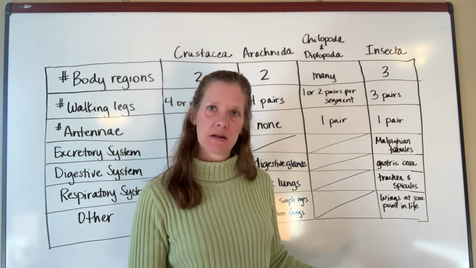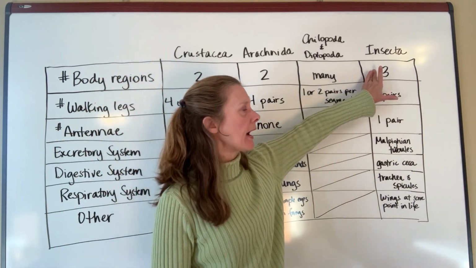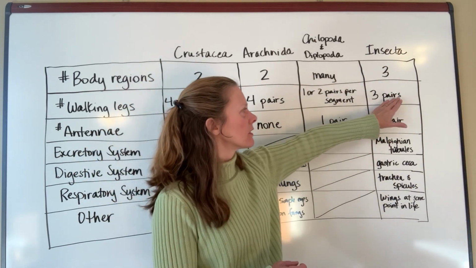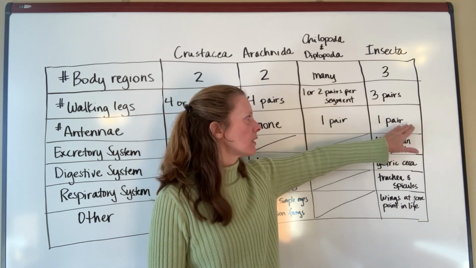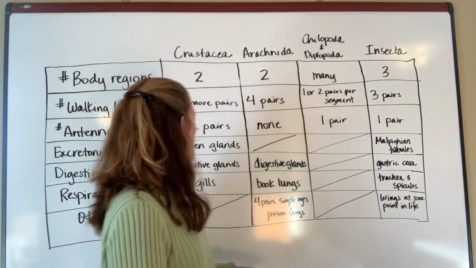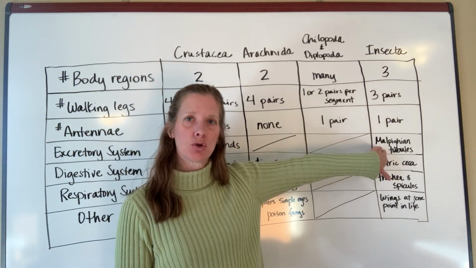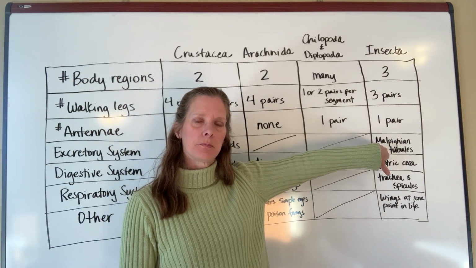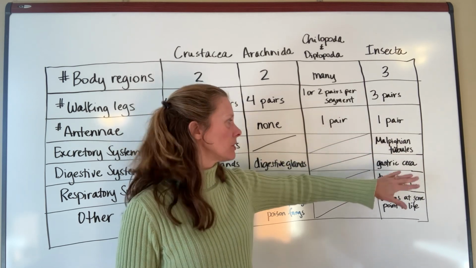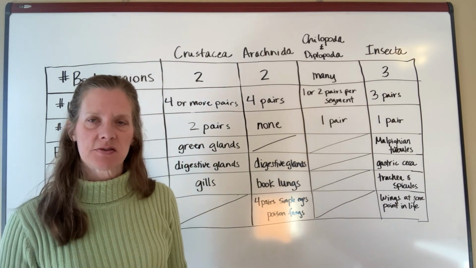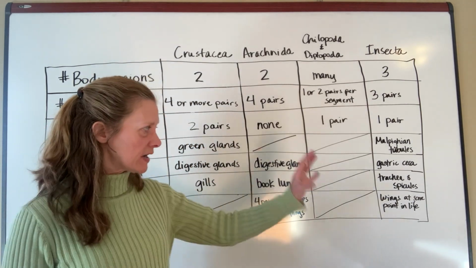All right, then your insects, which again, you may have studied these when you were younger. You may not have gone quite into this much detail, but they are going to have 3 body segments, the head, the thorax, and the abdomen. They're going to have 3 pairs of walking legs, 1 pair of antennae. Their excretory system is going to be your Malpighian tubules that are going to enable them to excrete waste. The gastric ceca is going to be used in their digestive system that makes them different from the rest of these creatures.